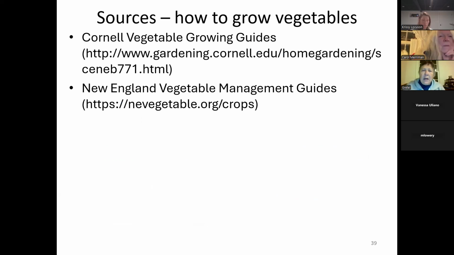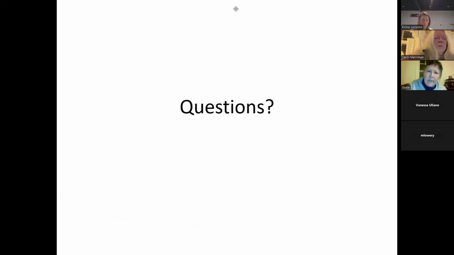Cornell Vegetable Growing Guide is a great source for homeowners on how to grow vegetables. New England Vegetable Management Guides is a great source for farmers on how to grow vegetables. So daunting to beginners, but a lot more information once you start getting some expertise. Good places to go, and they will also suggest cultivars to grow.